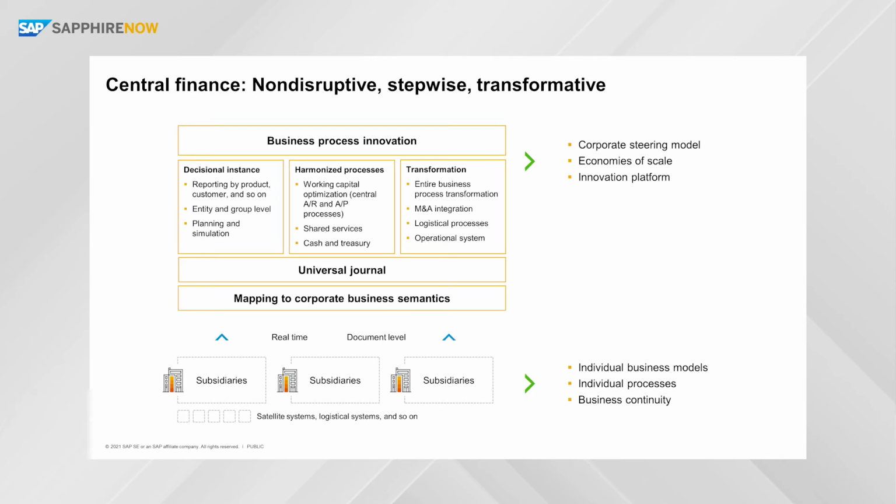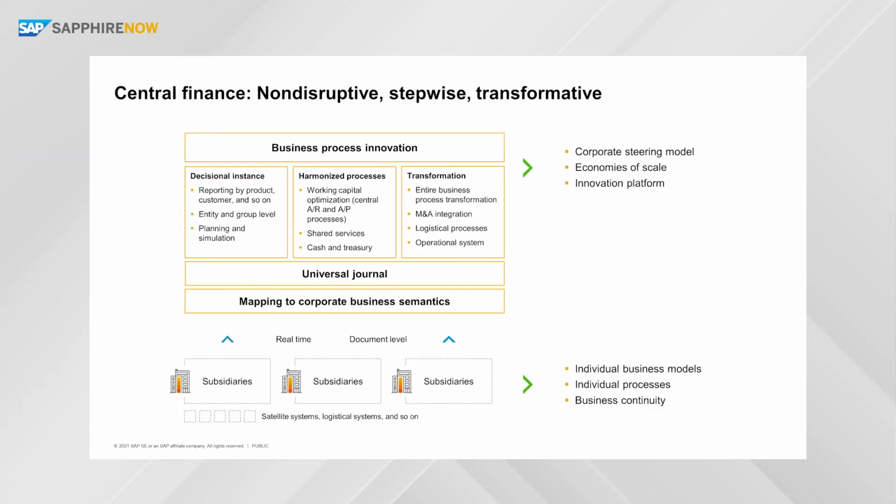And then you start to consume these new capabilities that we have just been discussing. You start to redesign your processes there, meaning you look at new reporting processes. We call it decisional instance, be it management reporting, be it legal reporting. You start to harmonize processes based on your existing legacy infrastructure and legacy processes. You harmonize them based on this central innovation platform.